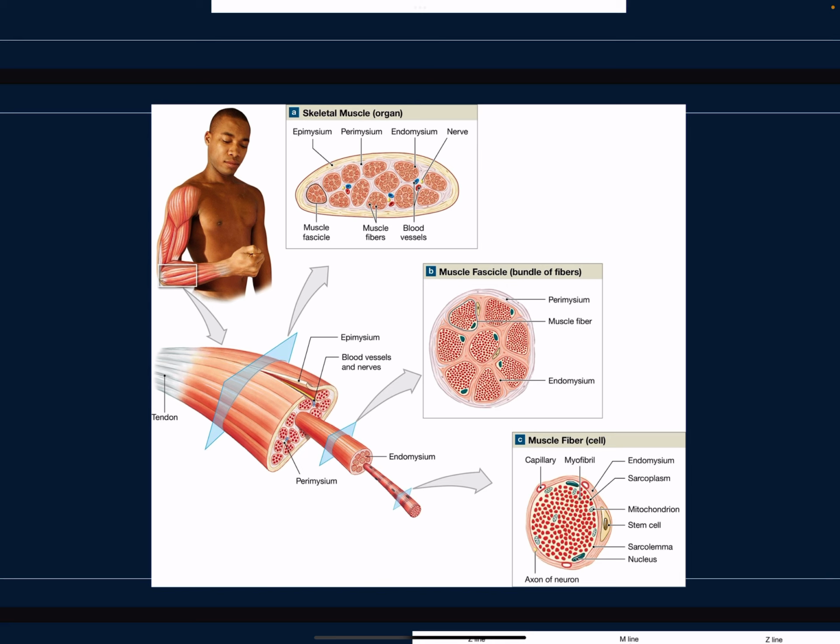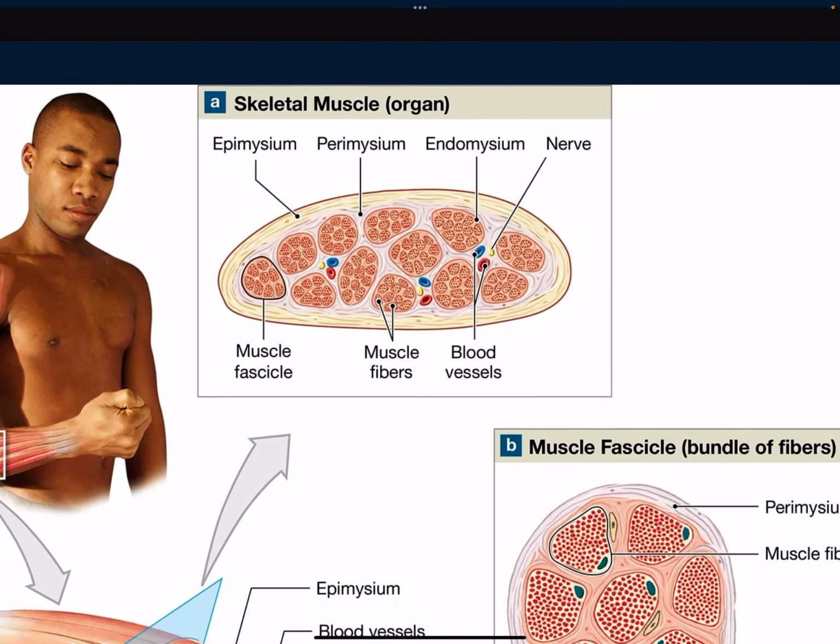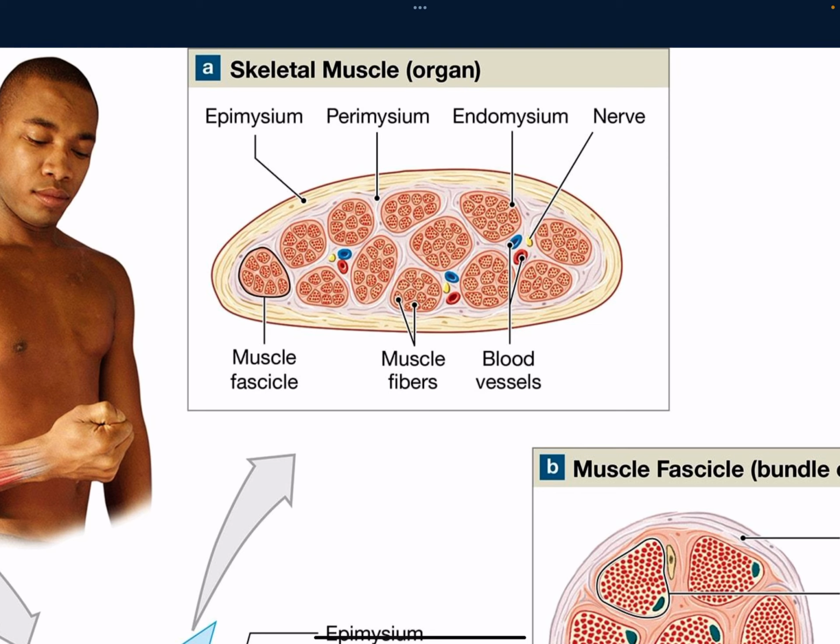So right here, we can see that we have skeletal muscle. And from superficial to deep, the different types of connective tissues are going to be the epimysium, the perimysium, and the endomysium. And we see them in this first diagram right here. The epimysium is this very outer layer. The perimysium is this inner pink part that's in between all of the bundles. And the little bundles, that's where the endomysium is.